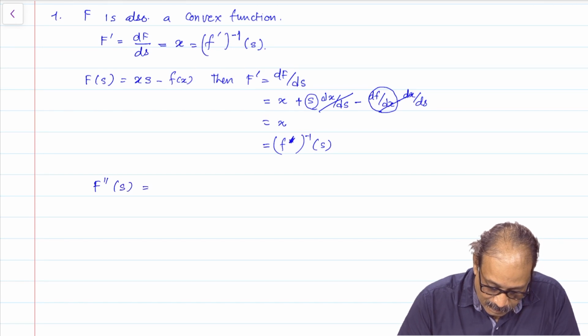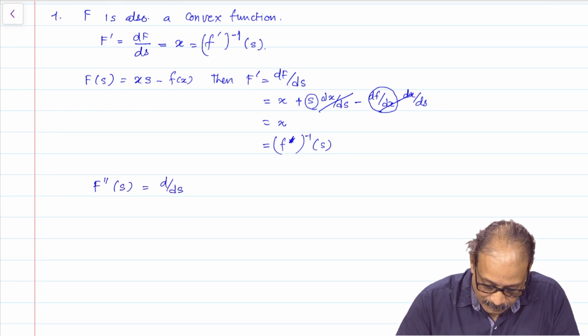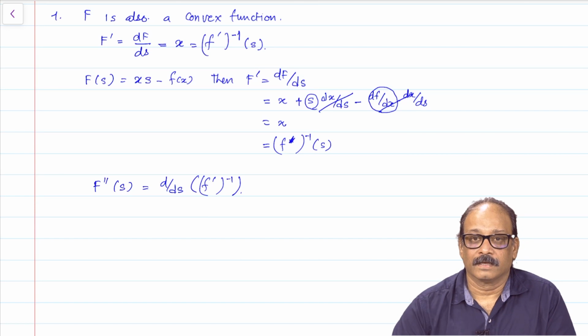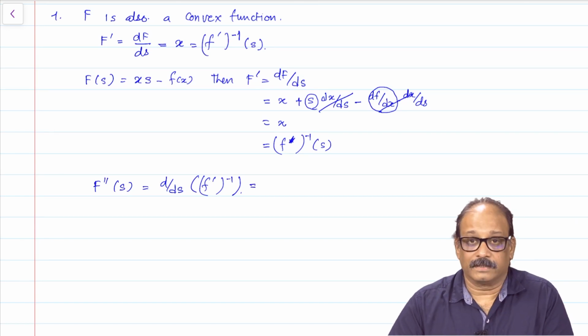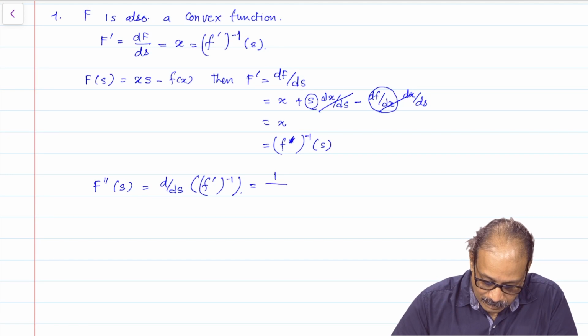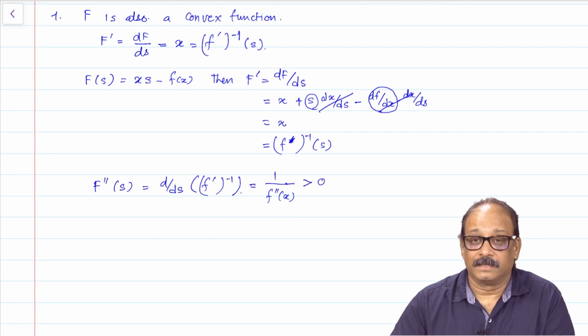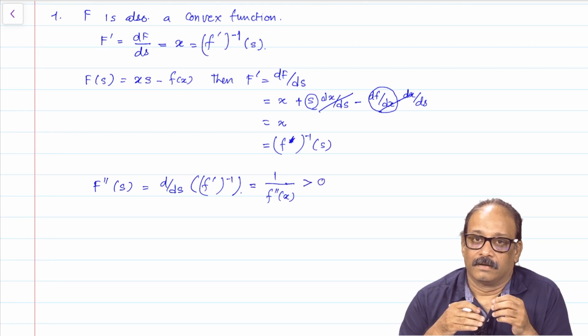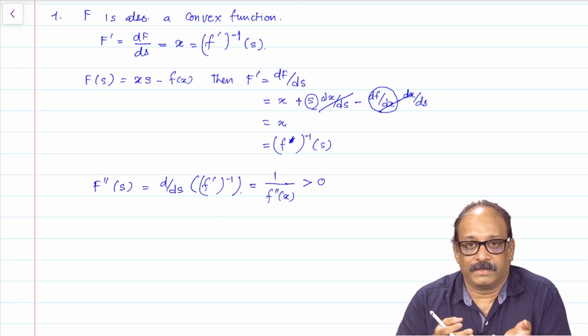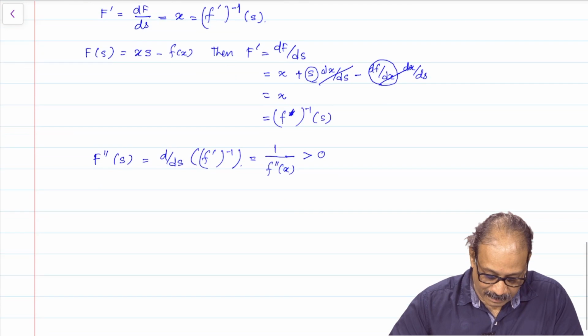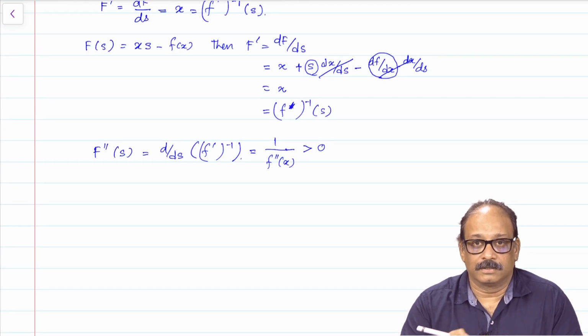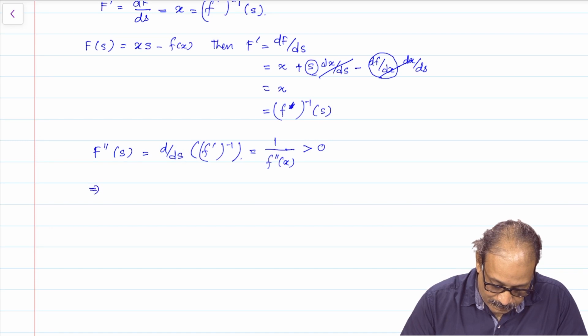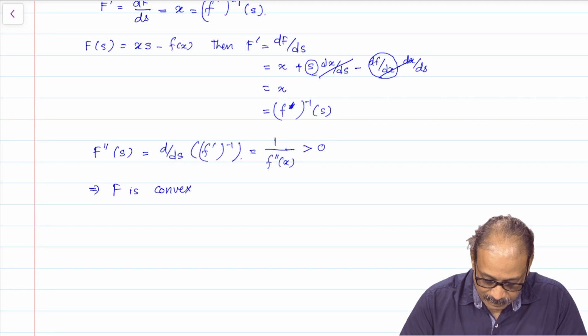of s, which is nothing but the derivative of f prime inverse, and we already know how to take the derivative of an inverse. This is exactly equal to 1 over f double prime x, but we know that the original function small f was convex. So, its second derivative is greater than 0, and hence F double prime for capital F is also greater than 0, proving that F is a convex function.